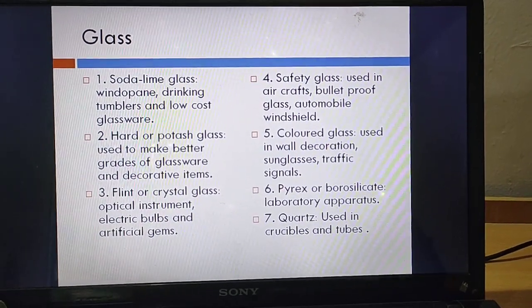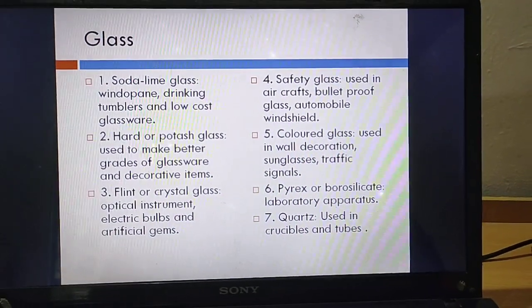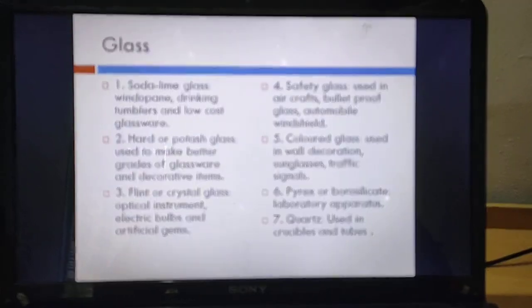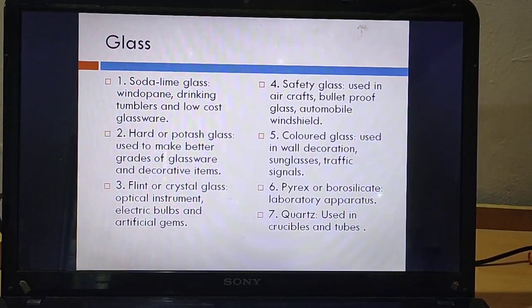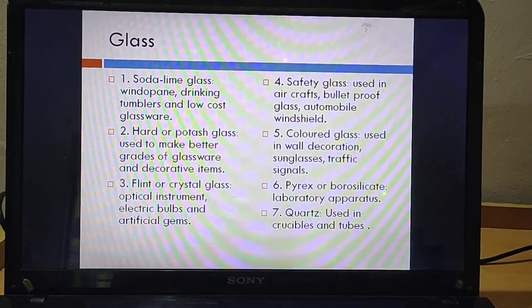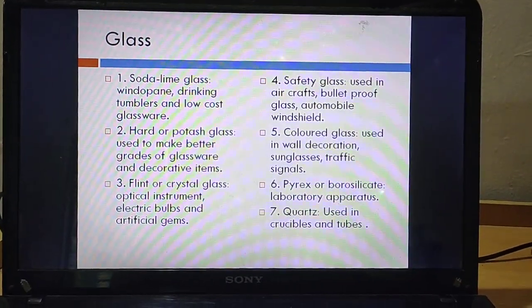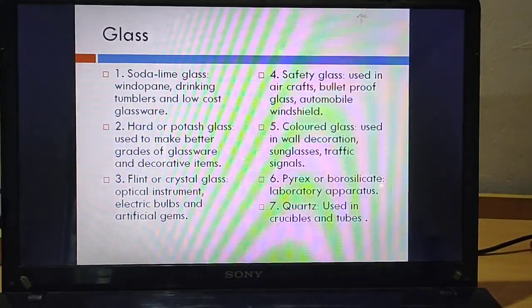The second type of glass is hard or potash glass. As the name indicates, hard. Yes, this glass is hard as compared to soda lime glass and used to make better grades of glassware and many of the decorative items.